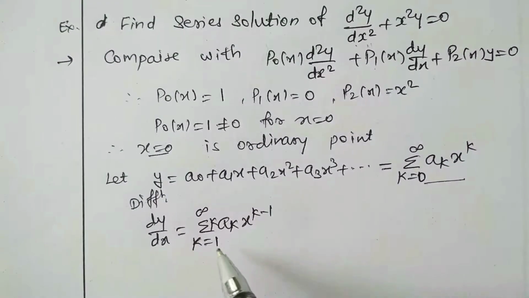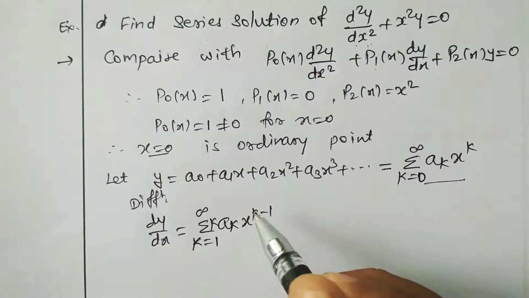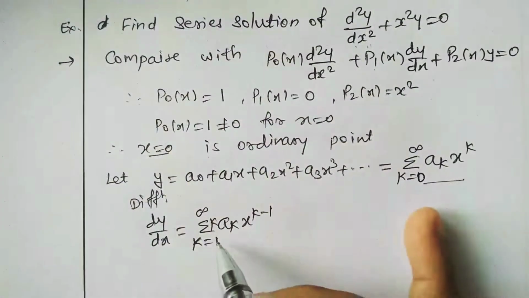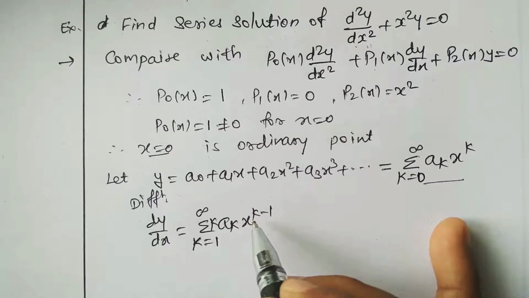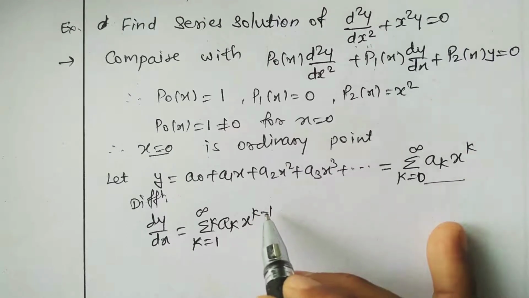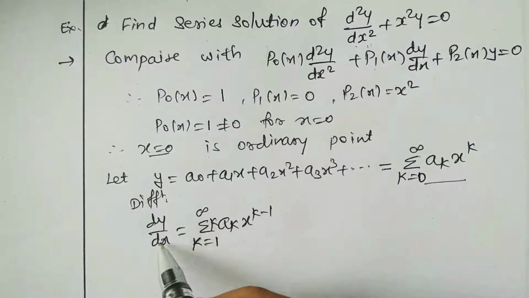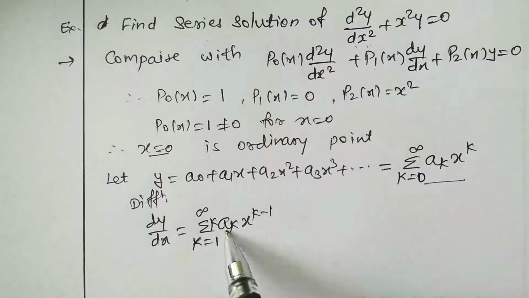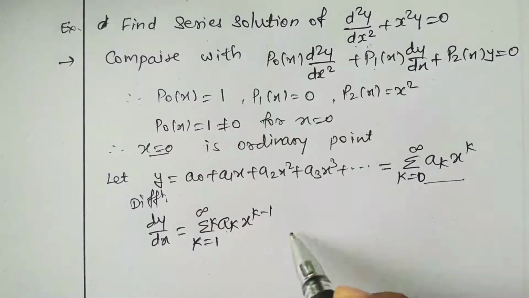So why does k vary from 1 to infinity? If you see the power of x, it is k minus 1. We require the power of x as greater than or equals to 0. So if you vary k from 0, here x is to 0 minus 1, the power of x becomes minus 1. We require the power of x greater than or equals to 0. That's why after taking the first derivative, our k varies from 1 to infinity. ak, derivative of x is to k is k into x is to k minus 1.